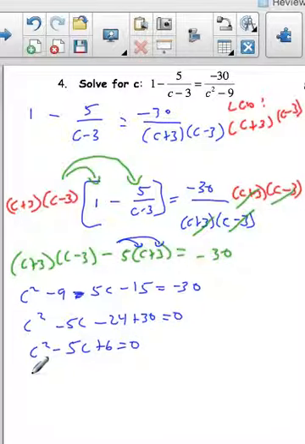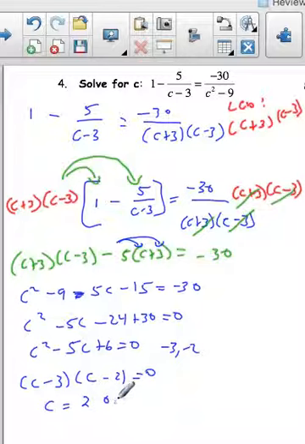Now I need to factor that. I need to find two terms that multiply to 6 but add to negative 5. Those are negative 3 and negative 2. So I can factor this as c minus 3 times c minus 2 equals 0. Using the zero product property, that gives me the two solutions, c equals 2 or 3.